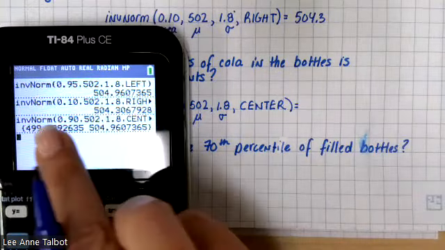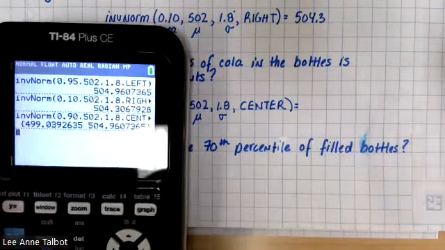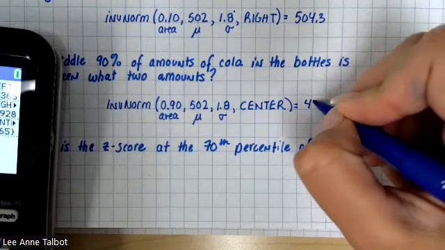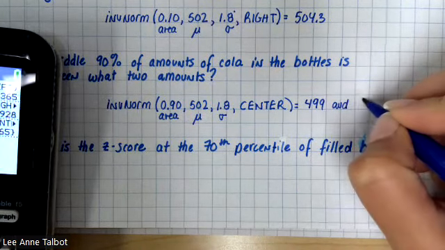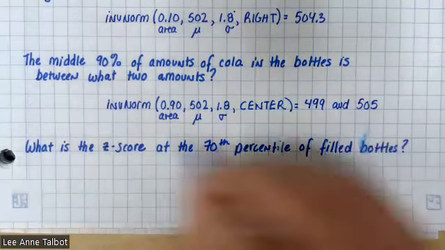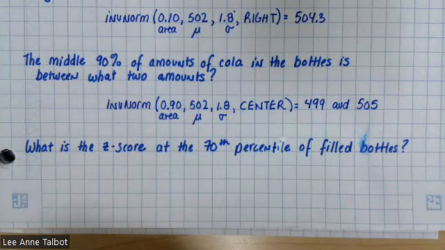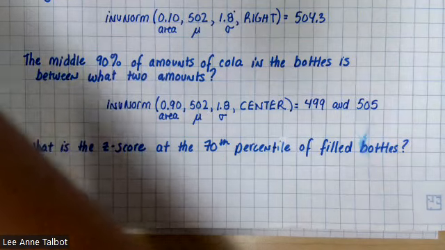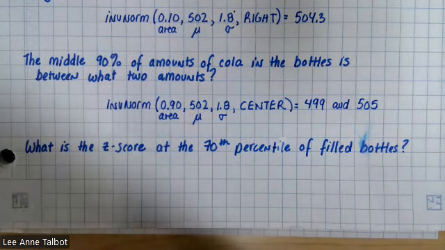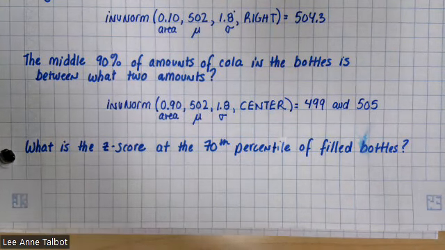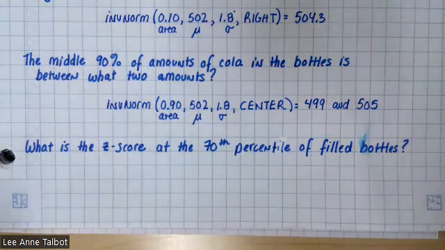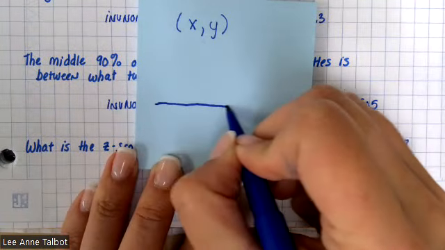So, okay, so there's two answers. The first one is 499 and 505. Okay, but why does this make sense? Okay, so middle, let me draw you a picture. Middle 90%. I'll draw you a picture on here. Okay, normal curve, it's going to be bad. Just prepare yourself.